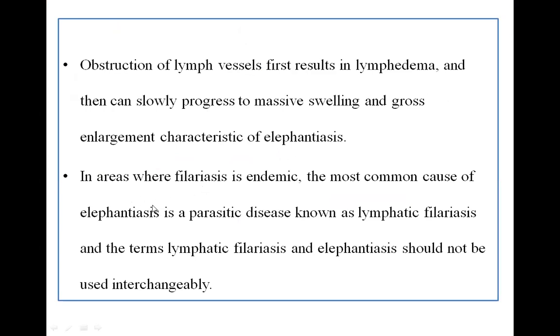In areas where filariasis is endemic, the most common cause of elephantiasis is a parasitic disease known as lymphatic filariasis. The terms lymphatic filariasis and elephantiasis should not be used interchangeably. There is a difference between the two. The swelling occurs because of the obstruction of the lymph vessels, and this occurs because of the filarial parasite. And that swelling of the lower limb is known as elephantiasis. So these two terms are not the same.